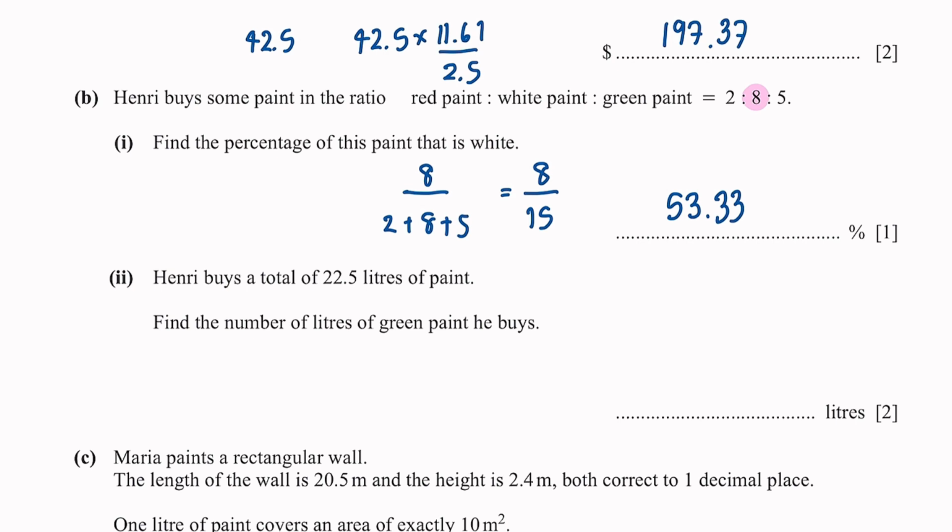Henry buys a total of 22.5 liters of paint. Find the number of liters of green paint he buys. The ratio of green paint is 5. Therefore, 5 over 15 multiplied by 22.5, which is 7.5 liters.